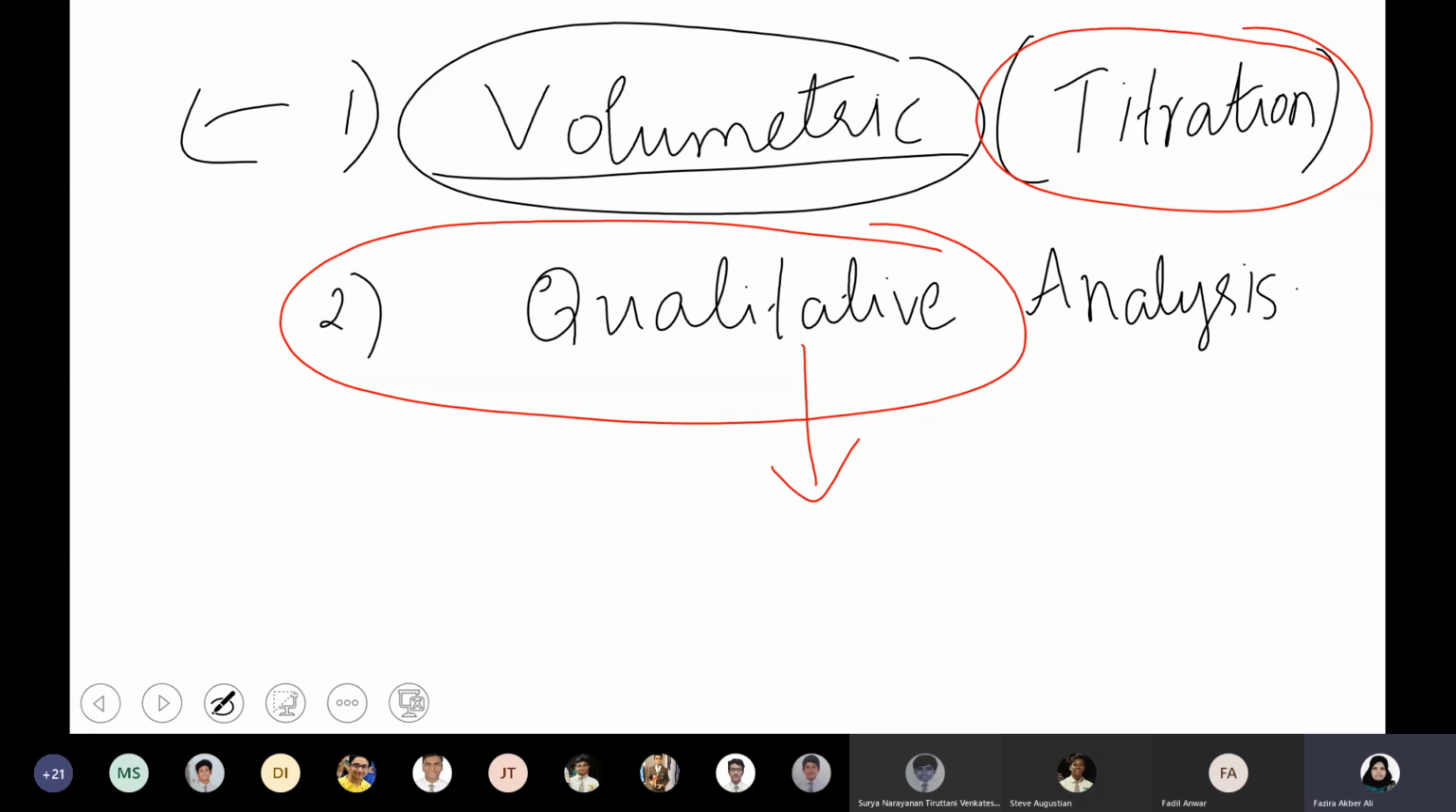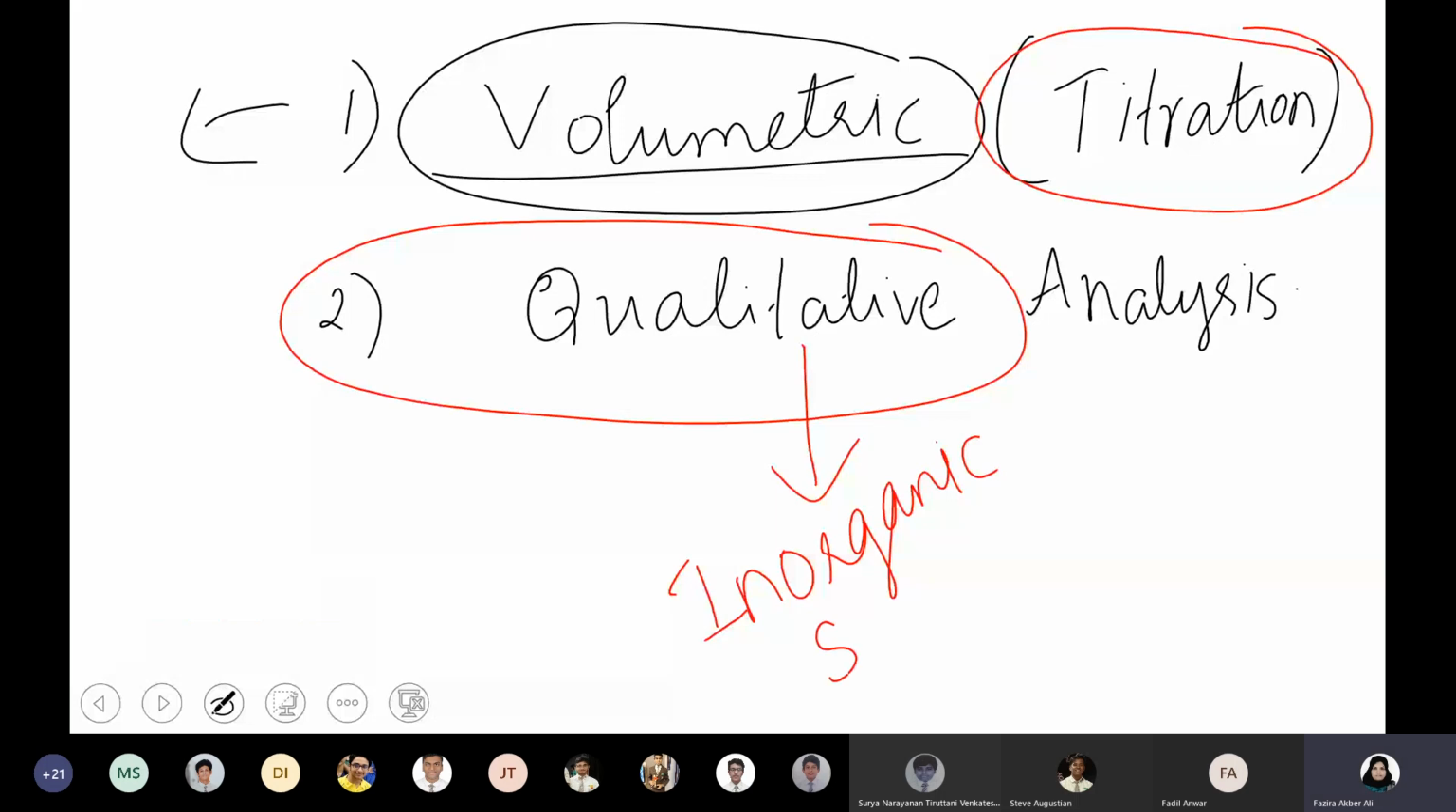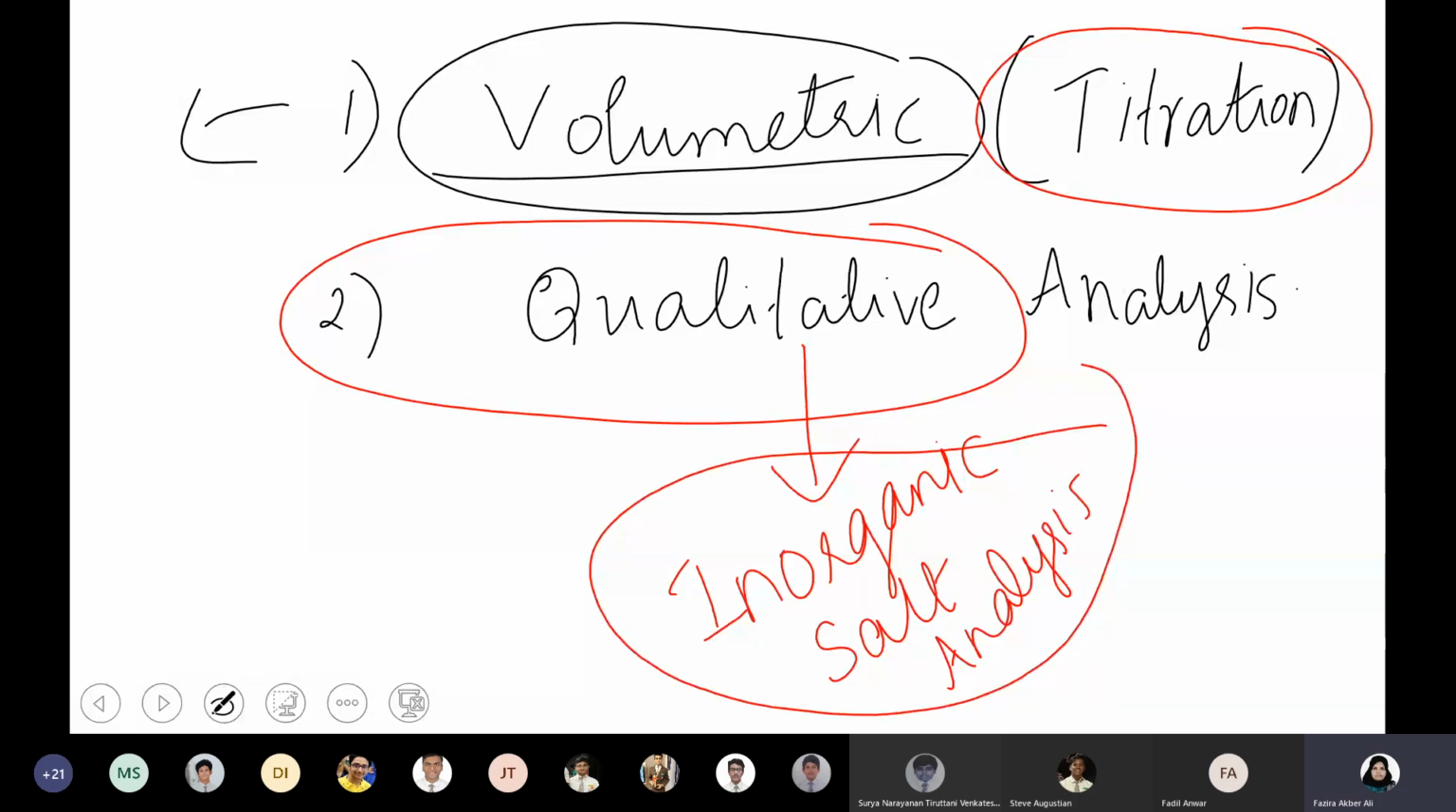Like that you can have many qualitative analyses, but in the lab for the exam purpose, what we'll be doing is inorganic salt analysis. Inorganic salt analysis. So this is the experiment which we are starting from next week.